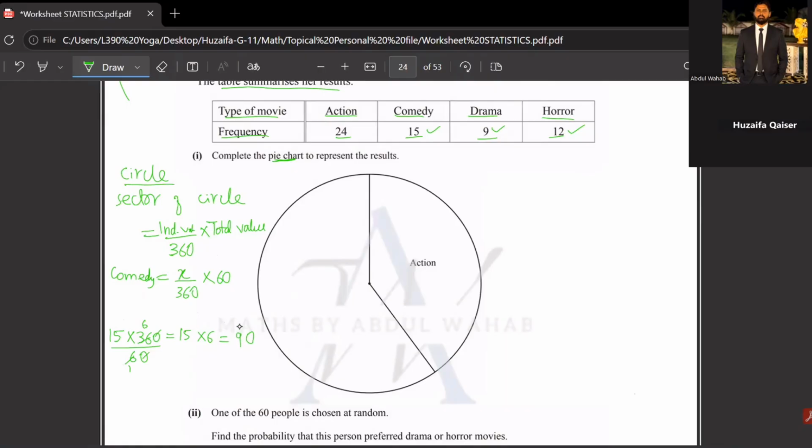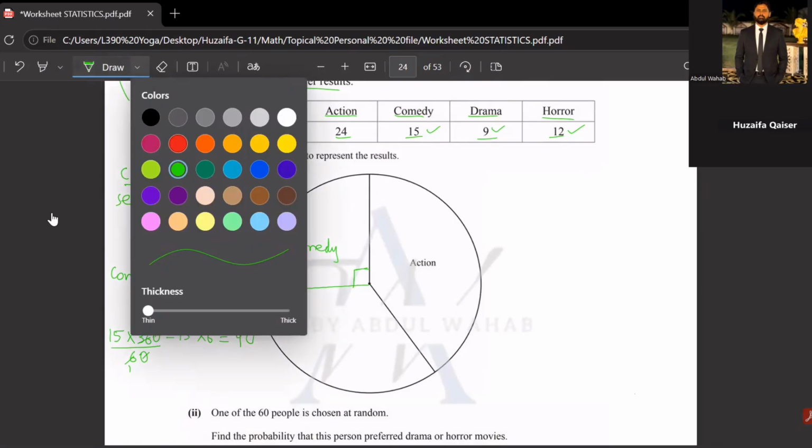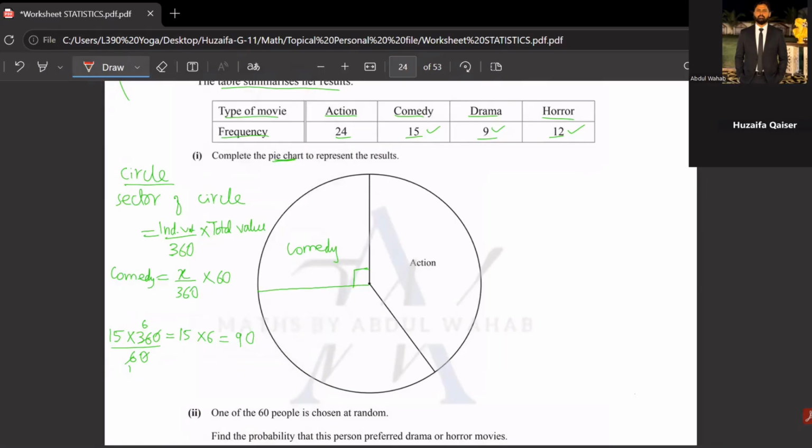So 90 degrees. You just draw a line for this 90 degree, and here this sector represents the comedy. Is that okay? Any problem? The same we'll do for the drama.